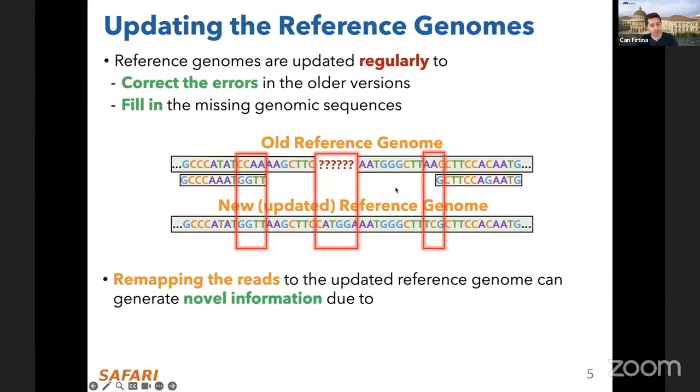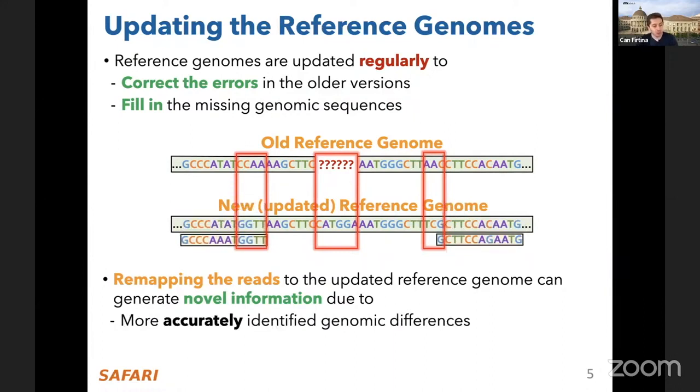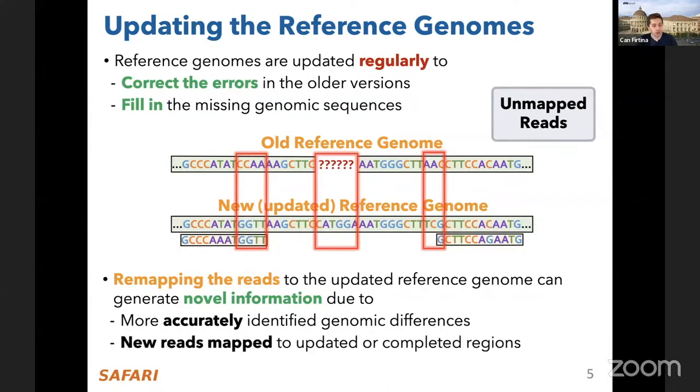So remapping the reads to the updated reference genome can generate novel information because we can now more accurately identify the genomic differences in case there was some inaccuracy in the old reference genome, right? And we can now also map the previously unmapped reads to the new reference genome in case we're filling in the missing genomic sequences, or correcting the potential errors that were present in the old reference genome but are no longer present in the new reference genome.